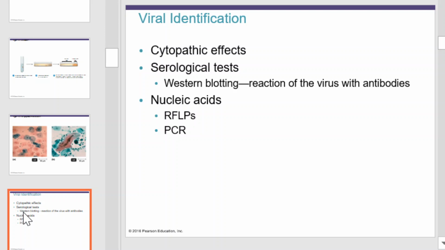Viral identification. Viruses do not leave us much to work with when it comes to classification. Therefore, we use their cytopathic effects, serological tests, Western blot, and their nucleic acids in order to classify them.